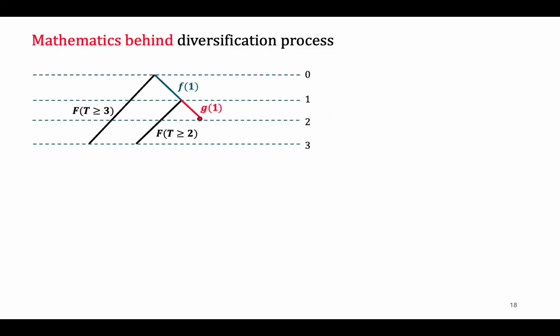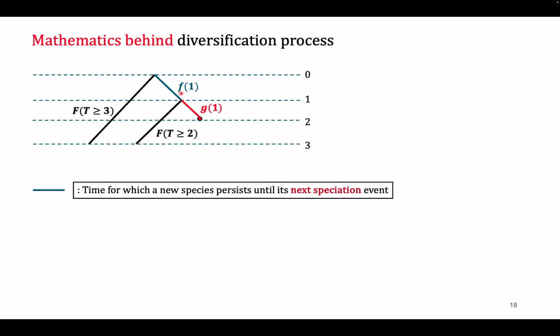So what's the mathematics behind this diversification process, this linear diversification? Let's start with this simple tree that just illustrates the concept. Now I have a phylogeny with two extant species and one extinct species denoted by this red node. What we want to do is measure the waiting times for each of these events, the speciation events and the extinction events. Let's start with this blue line over here. You can interpret that as the time for which a new species persists until its next speciation event, just until the splitting event.